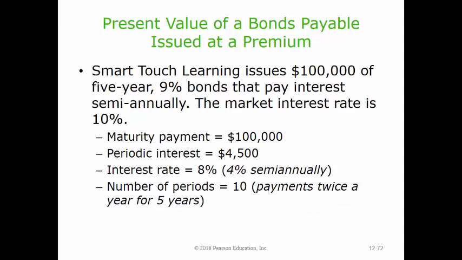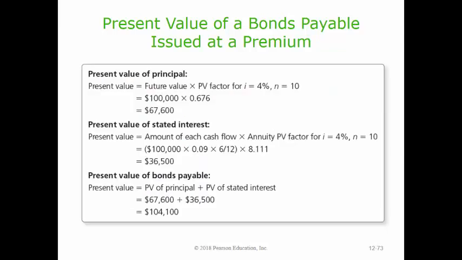Let's compute the present value of the bonds again. The face value of the bonds is $100,000, and they pay 9% times 6 divided by 12, or 4.5% stated interest semi-annually. At issuance, the annual market interest rate is 8%, or 4% semi-annually. Therefore, the market interest rate for each of the 10 semi-annual periods is 4%. We use 4% to compute the present value of the maturity value and the present value of the stated interest. Let's consider a premium price for the Smart Touch Learning bonds.